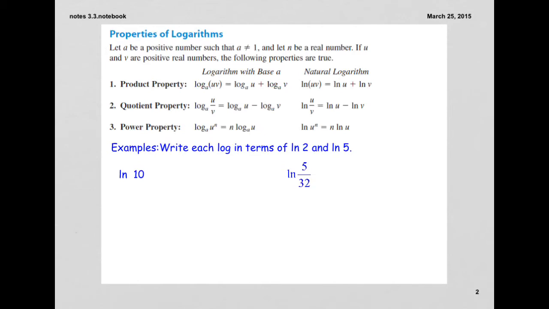First example, we have ln of 10, and we want to write it in terms of ln of 2 and ln of 5. Well, we know ln of 10 is ln of 2 times 5. So we know that that is ln of 2 plus ln of 5.